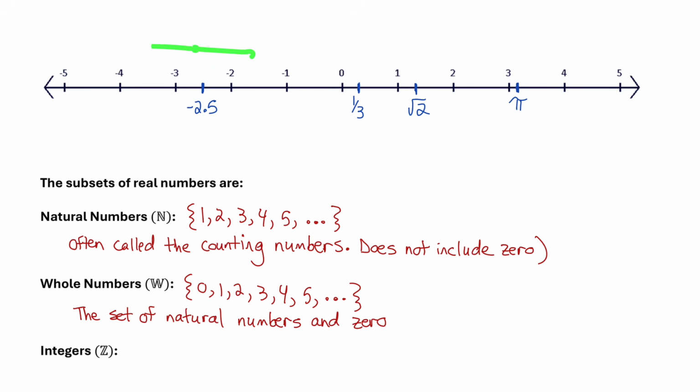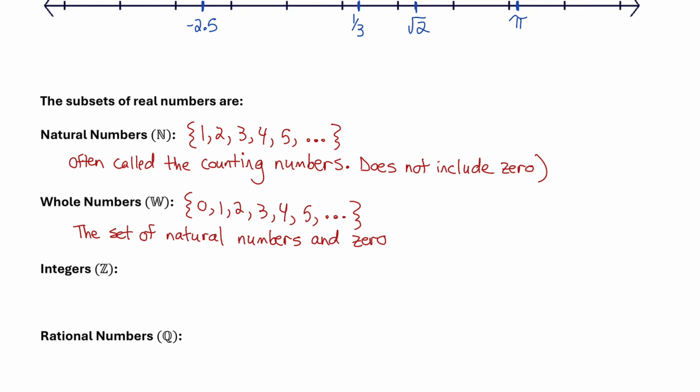And now if we want to include the negative numbers, we call that the set of integers. Integers are both positive and negative whole numbers, including 0.